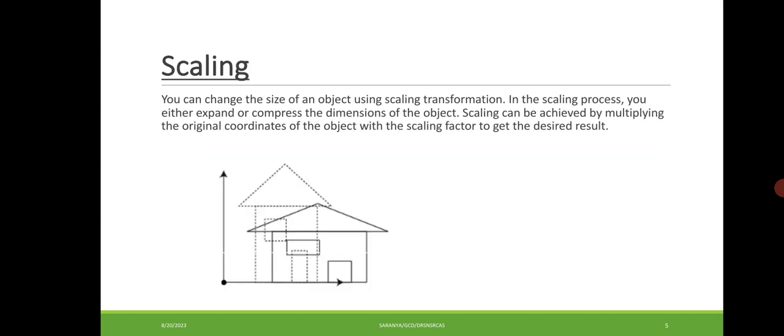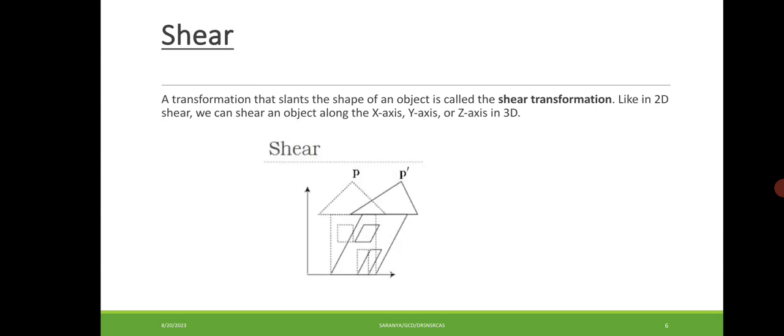The next one is scaling. We are compressing or expanding an object using an axis. You can see in the image the normal house, but it is expanded using the x-axis. This is scaling. The next one is shear. We are slanting the particular object using the x, y or z axis. You can see in the picture the normal shape of the house is slanted using shear along the x axis.